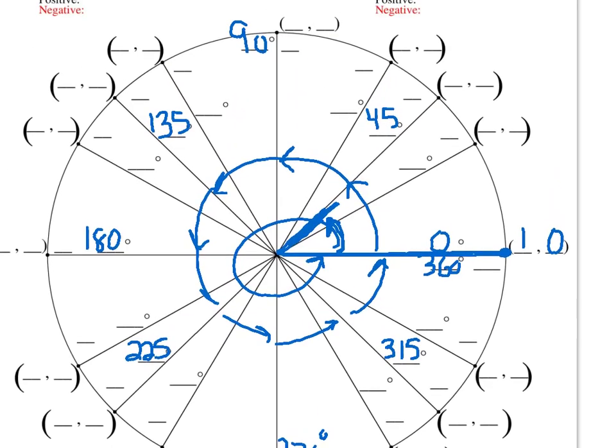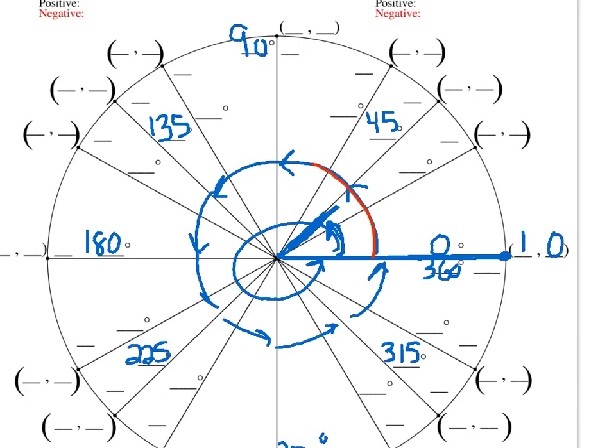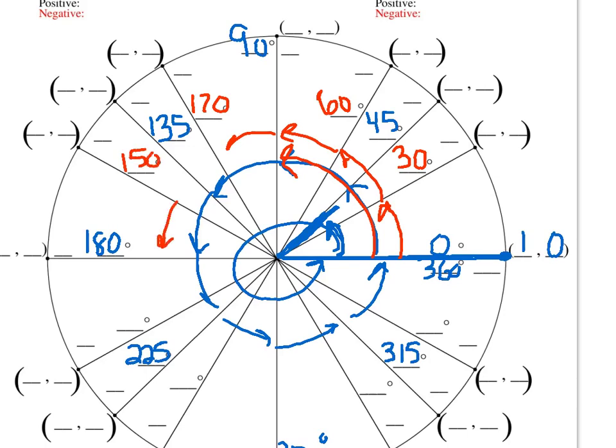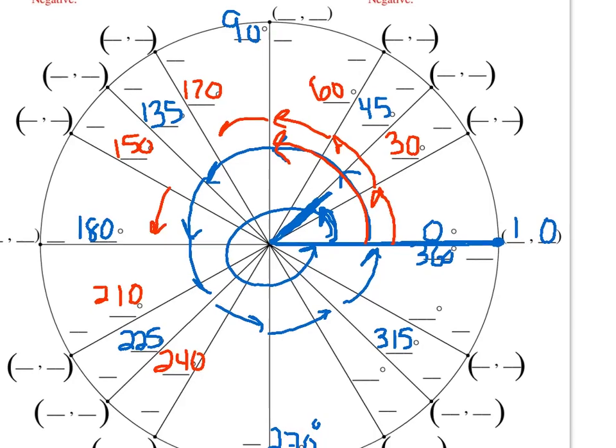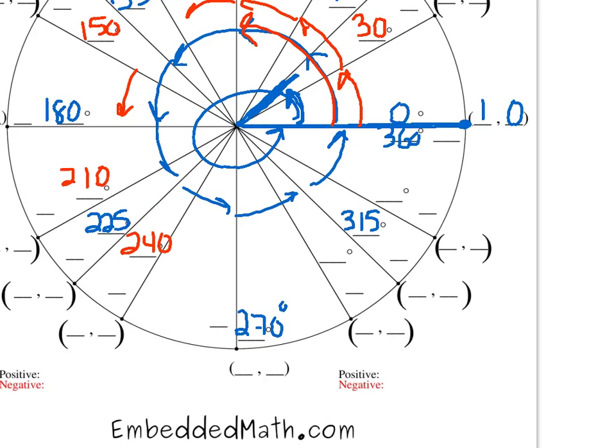What happens now if I take my 90 degrees right here and I split it up into 3 equal pieces? 1, 2, 3. Well, 90 divided by 3 is 30, so that means this is 30 degrees, 60 degrees, right? And another 30 degrees past 90 puts me at 120. Another 30 degrees puts me at 150. Another 30 degrees would put me at 180, which is perfect. Another 30 degrees puts me at 210, then 240. Another 30 degrees puts me at 270, which I already have. Another 30 degrees puts me at 300, 330, and 360 degrees.